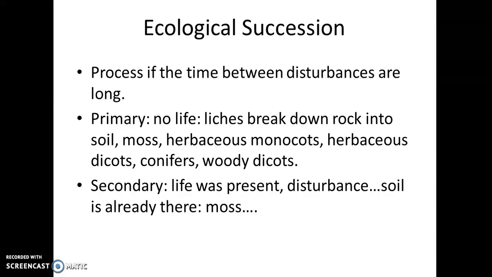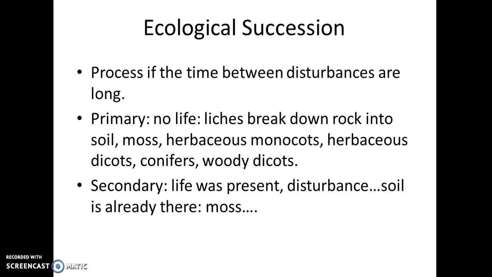Now, this brings up the topic of ecological succession. This occurs if the time between disturbances is long. So there are two types of ecological succession. Primary, where you initially start with no life. With no life, lichens break down rock into soil, and then we have moss. Then we have herbaceous monocots, herbaceous dicots, conifers, and then woody dicots. So there is a succession of plant life as we go on in time without any disturbances. Succession only deals with plant life, and animals move in accordingly.